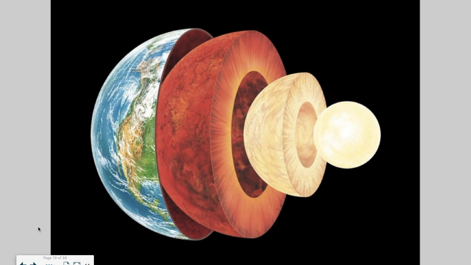The inner core is the solid iron portion of the core of the Earth where the heat from the Earth originates from. And in a moment, I'll tell you a little bit about why there's heat coming from that direction.